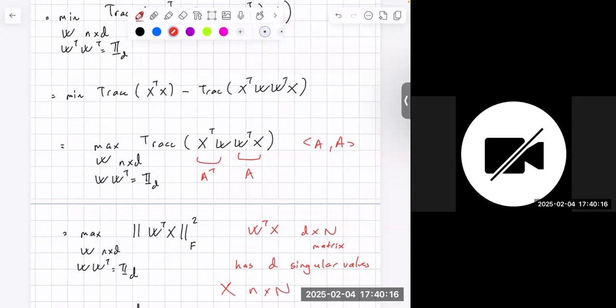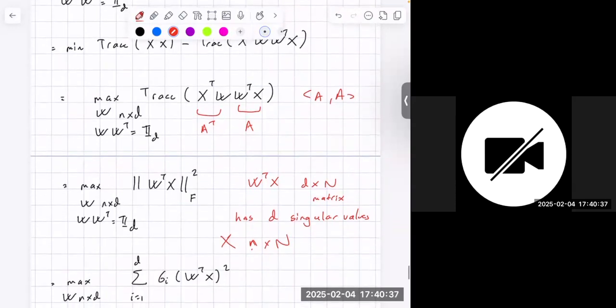It was n times capital N. Small n is the number of coordinates. Capital N was the number of data points. Okay. And I'm trying to find the best D represented by this guy, so that when I project it down, it's going to preserve the most of my data, whatever it was, okay? And that corresponds to maximizing this.